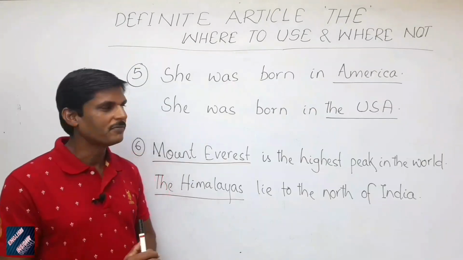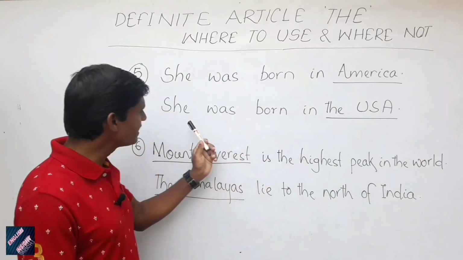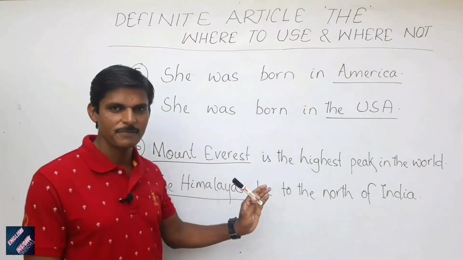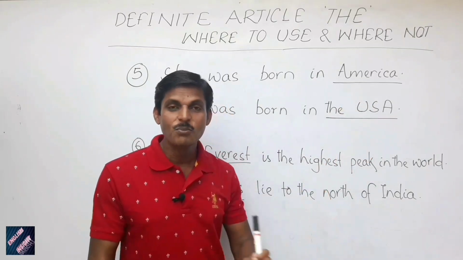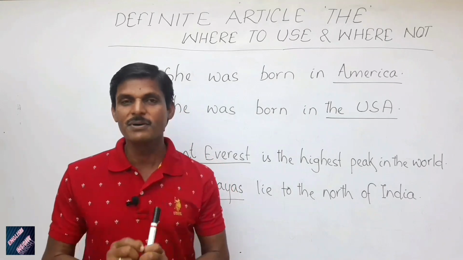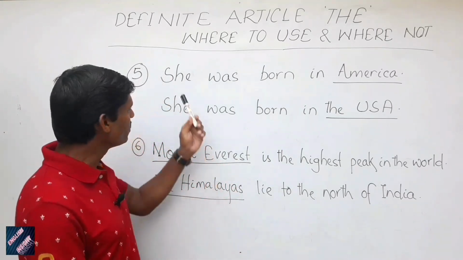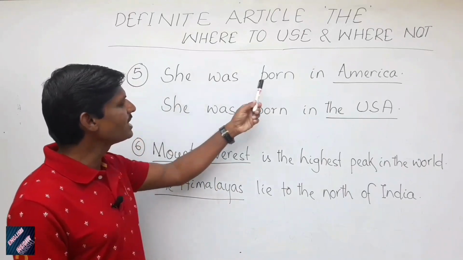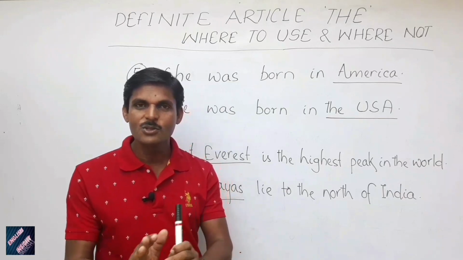Pair number 5. The first sentence is she was born in America. The second sentence is she was born in the USA. America is underlined, the USA is underlined. Both the expressions refer to the same country. But we should remember, before the name of a country, we should not use the. Okay? So, that's why it's written here, she was born in America, not the America. She was born in India, not the India.